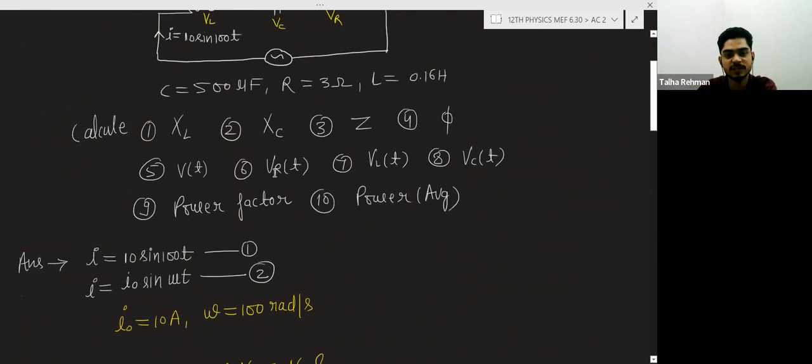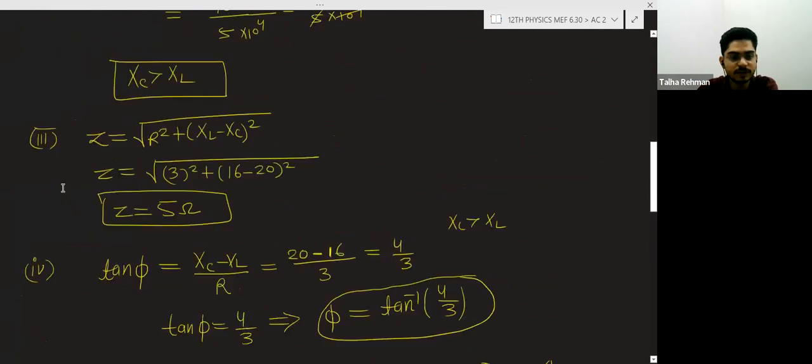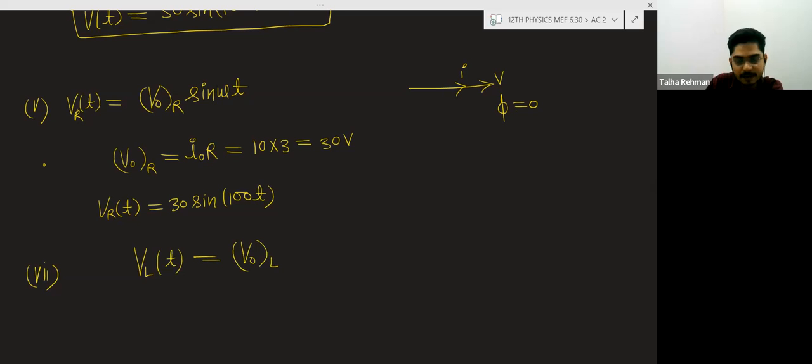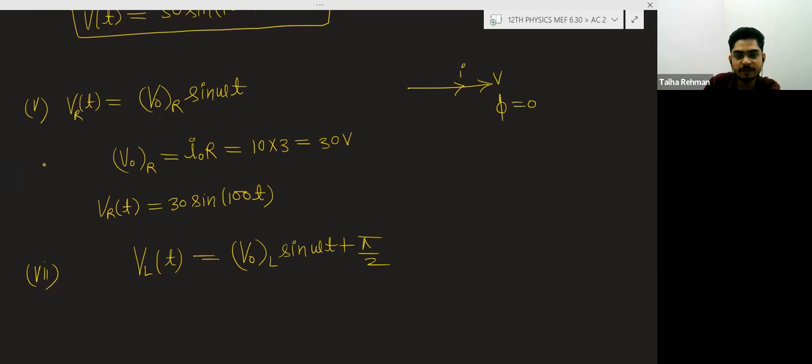This is fifth, this is sixth, first, second, third, fourth, fifth, sixth. Now it will be seventh. So they are asking voltage across the inductor with respect to time. So what will be the equation? V naught L sine omega t plus pi by 2. Sine omega t plus pi by 2 or 90 degree you can write.